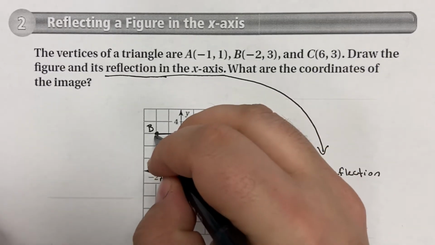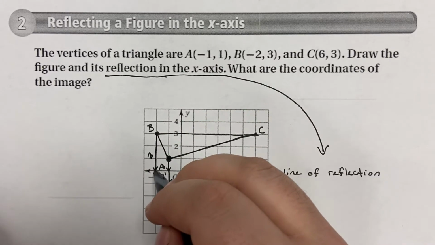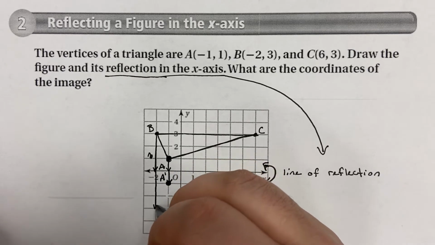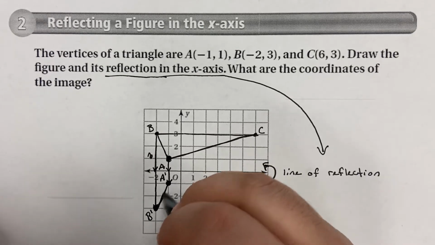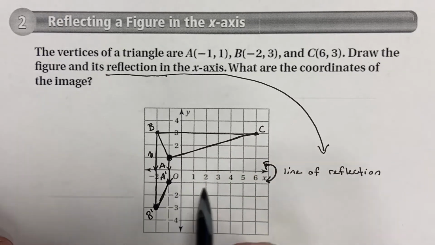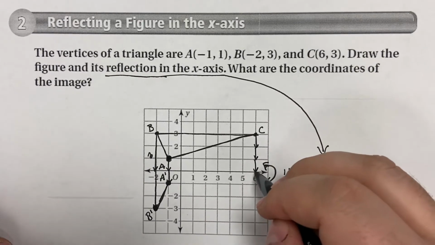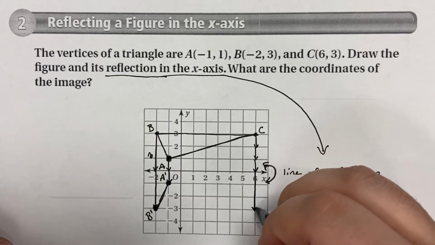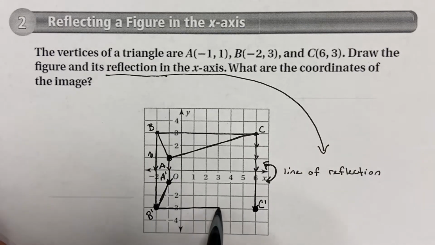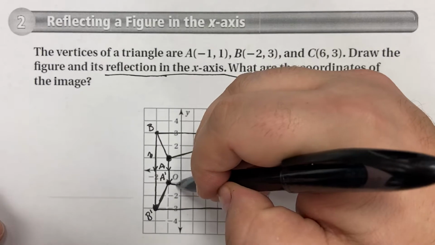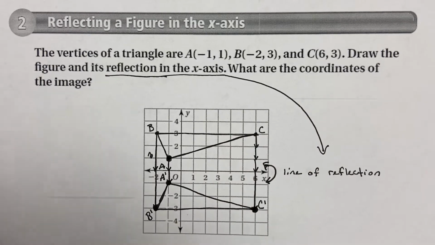We can do the same thing for B. 1, 2, 3 down. So we go 1, 2, 3 down. Here's the image of B, and I can go ahead and connect those. Now C is 1, 2, 3 down. So I'm going to go 1, 2, 3 down, and here is my image of C, such that when I connect all my dots, I now have an image of the original.